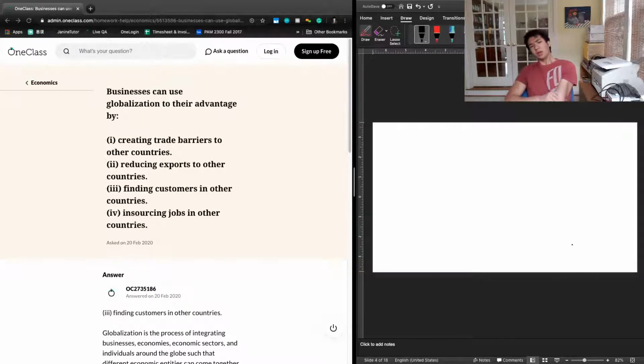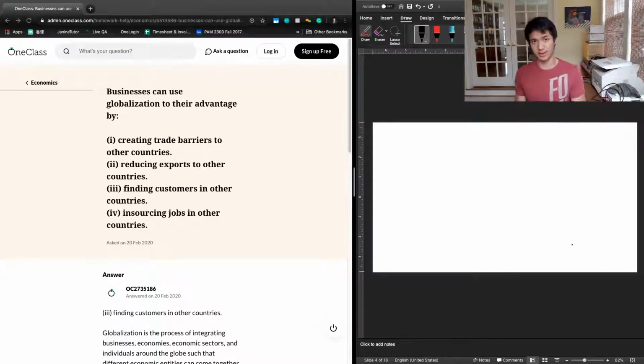And so we think of trade barriers and exports as mostly things that countries do. Businesses don't really control those types of things, although I guess you could say exports maybe, but the real power of globalization is that it opens up markets to each other, right? Goods and services that are created in one country can be sold to customers in an entirely different country. And so that's the big advantage of globalization, right?